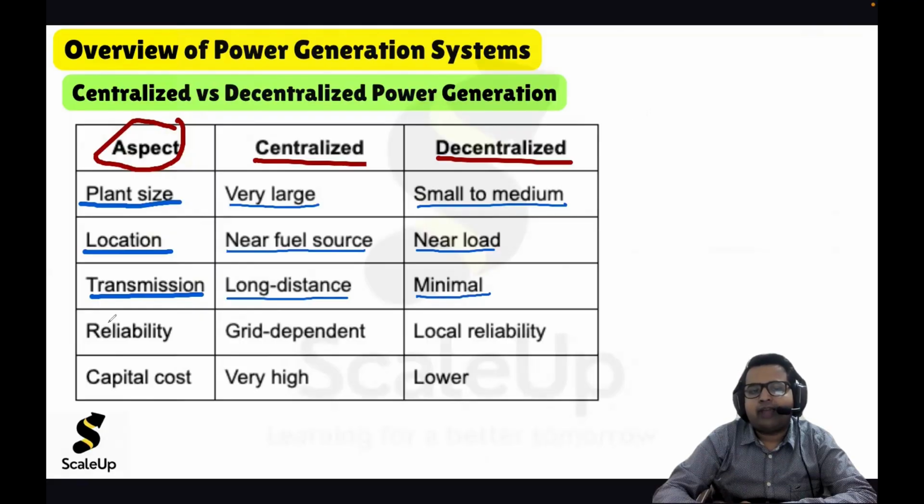If I talk about reliability, centralized power plants are grid dependent, and decentralized are local reliability. And if I talk about capital cost, for centralized it is very high, and for decentralized it is low.